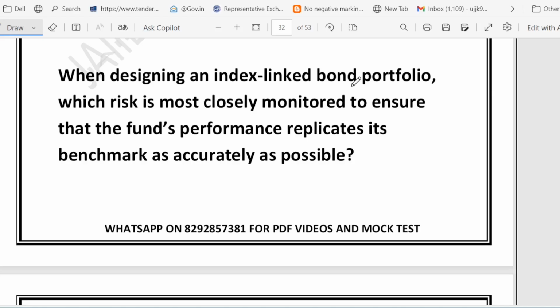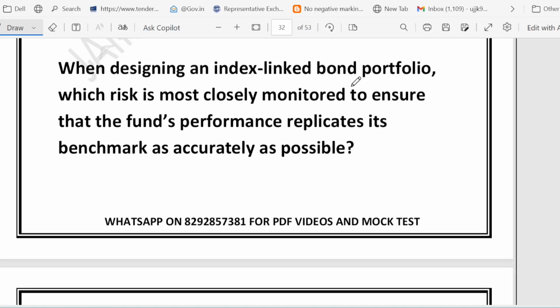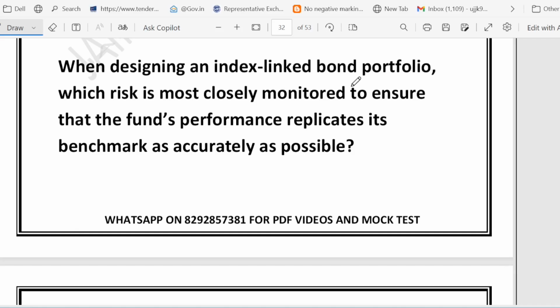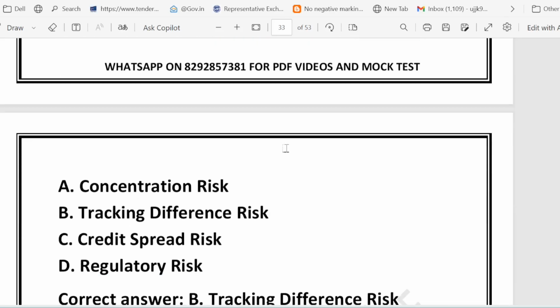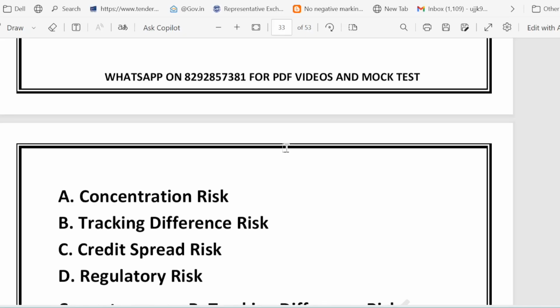Now, friends, let's look at the next question that we have. While designing an index-linked bond portfolio, which risk is most closely monitored to ensure that fund performance replicates the benchmark as accurately as possible? Index-linked is the key point. The options given are: concentration risk, tracking difference risk, credit spread risk, and regulatory risk.